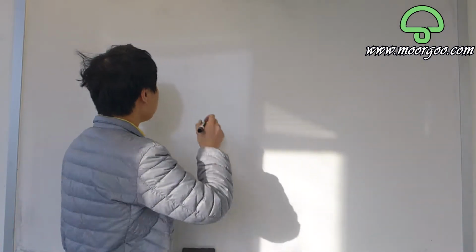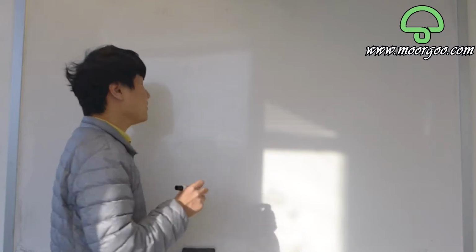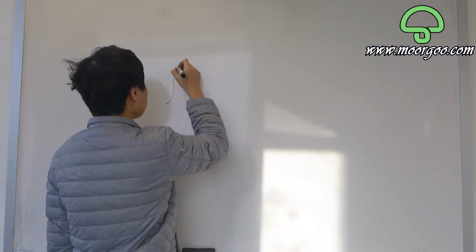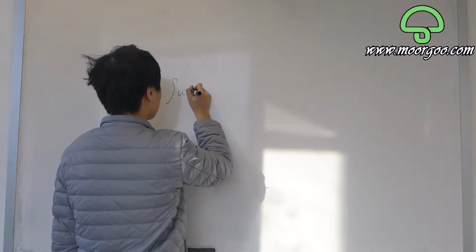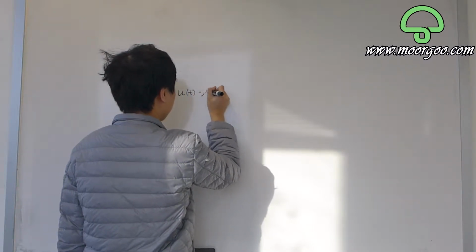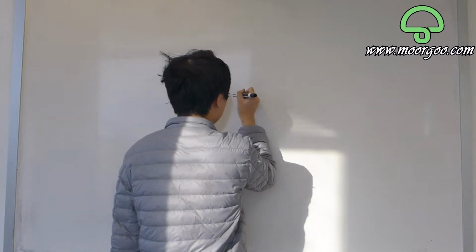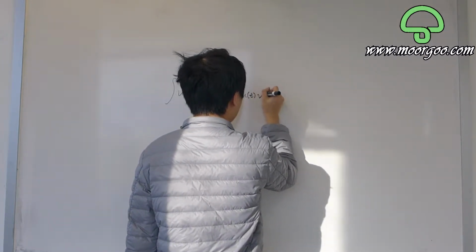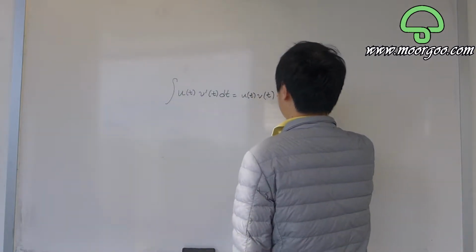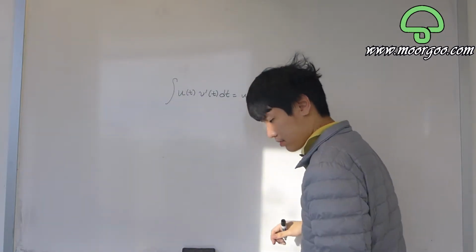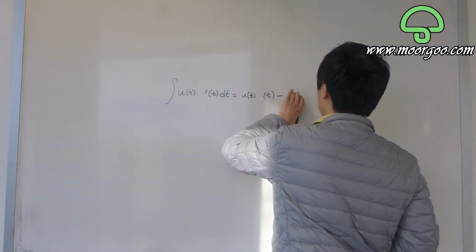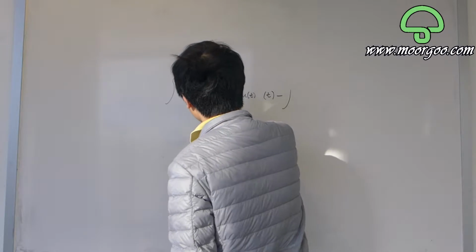The second part is integration by parts. Now, what is integration by parts? Basically, integration by parts is the integral version of the chain rule. It comes from the chain rule. The basic formula is here. To make it look more like this.